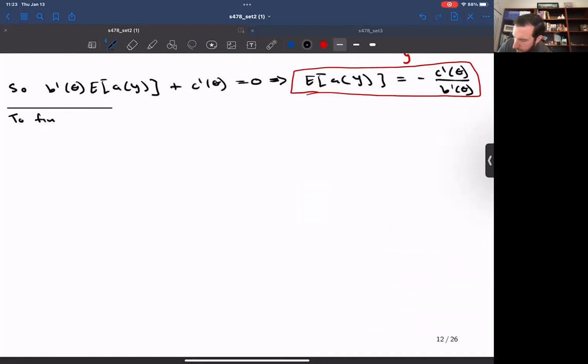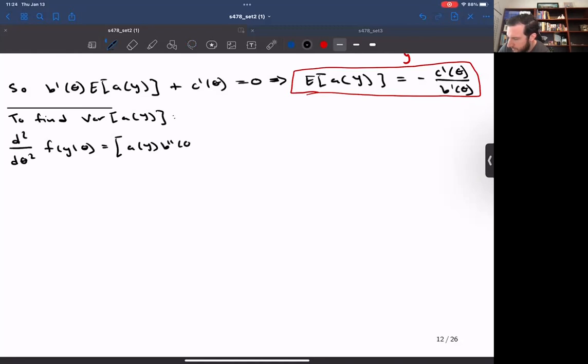So to find the variance of a of y, we have d squared by d theta squared of f of y given theta is equal to a of y b double prime theta plus c double prime theta, times f of y given theta, plus a of y b prime theta plus c prime theta, squared, times f of y given theta.